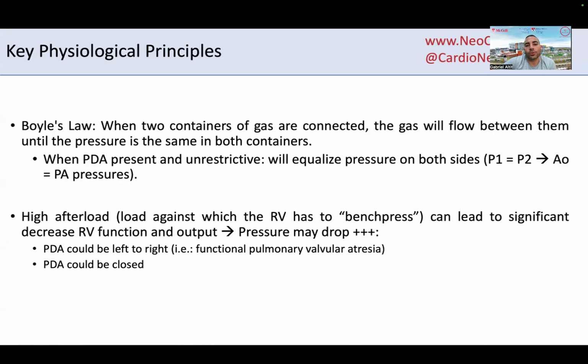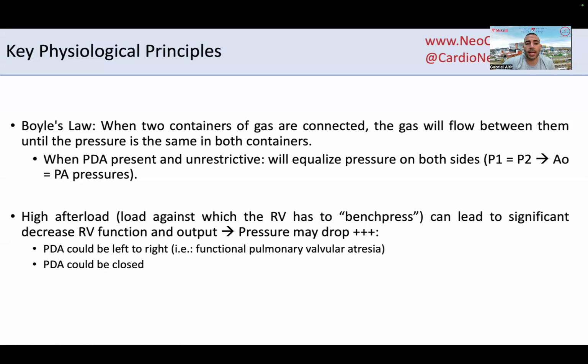Boyle's law tells us that when two containers of gas are connected, the gas will flow between them and the pressure will equalize. So you have to remind yourself that when you have structures that are connected within the cardiovascular system, if these structures are connected by a tube that is not restricting pressure transmission, you will have equalization between the two containers. So within a PDA that's very large and not restricting pressure and flow, you will equalize your pressure on both sides of this ductus. So your P1 will equal P2 and your aortic pressure will equal PA pressure. Hence the whole idea that you may have very high PVR, low SVR, and still see the same pressure on both sides by regulating the flow through the duct.